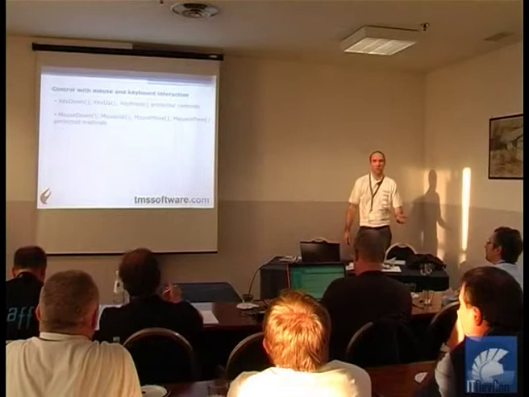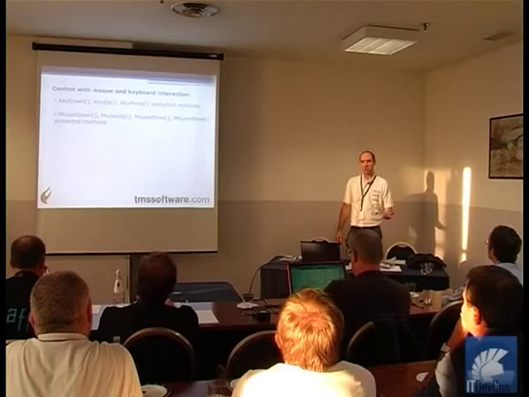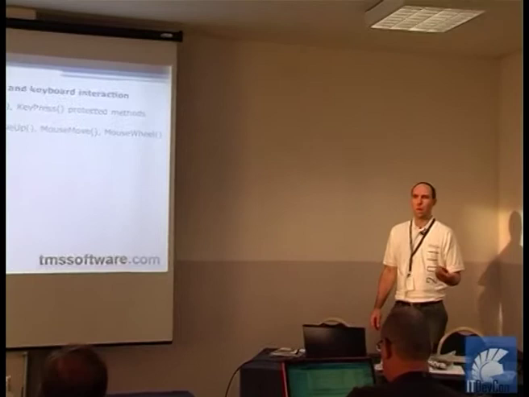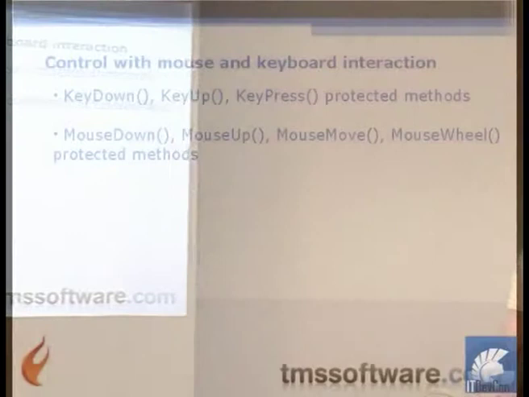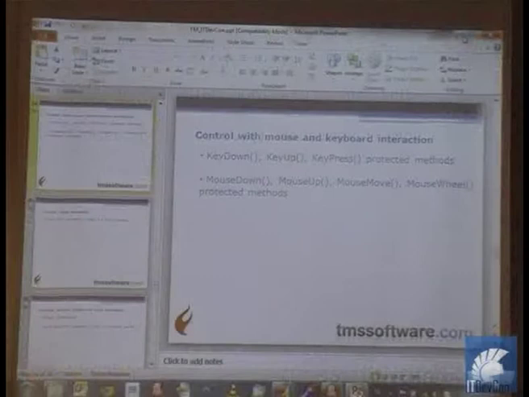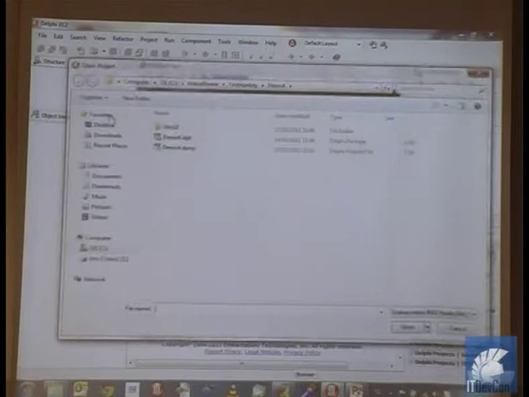And as you have seen in the previous part, we did not yet have any interaction with user input whatsoever of our control. So typically, you will want your control to react to mouse input, to keyboard input, things like that. So how do we do that in a FireMonkey control? The good news is that it is simple because it's the same as in the VCL. So let's have a look at our next sample.